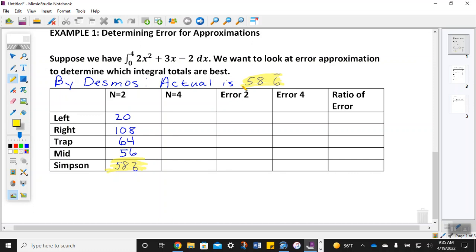Now, here's what I want to talk about. This is where things get interesting. We're going to talk about this idea of error, and I'm going to show you some more interesting stuff about this, but we're going to confirm what we know. But here's the deal. If the left-hand sum was 20 right here, what would the error of this be? Understanding the error is an actual minus a what?